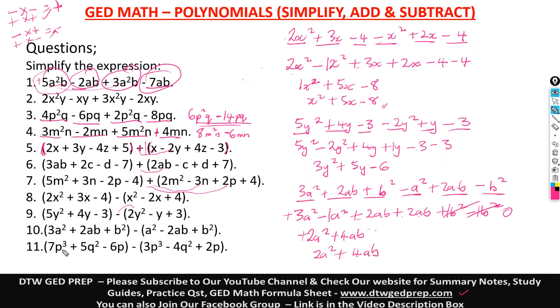Now, let's look at this. So we can drop this. We have 7p cubed plus 5q squared minus 6p. We multiply this times this. That's a negative 3p cubed. This times this, that will be a positive 4q squared. This times this will give us a negative 2p.